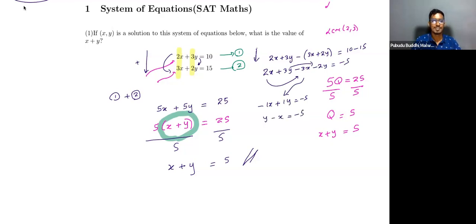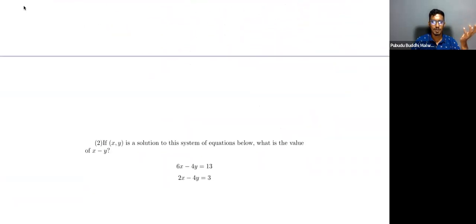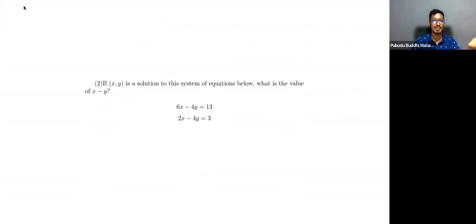There can be questions like this. So for this system, compute y minus x. The key here is identifying coefficients and trying subtraction or addition. That way you can create those things. And also there's another problem quite similar to this: x minus y. Again, try those ideas, addition or subtraction, right?